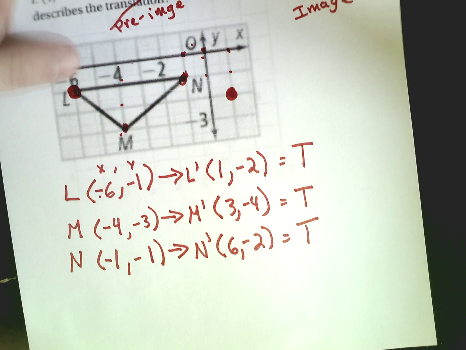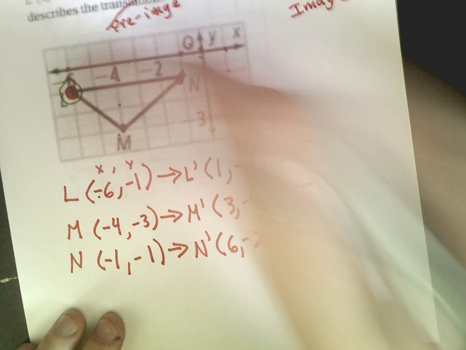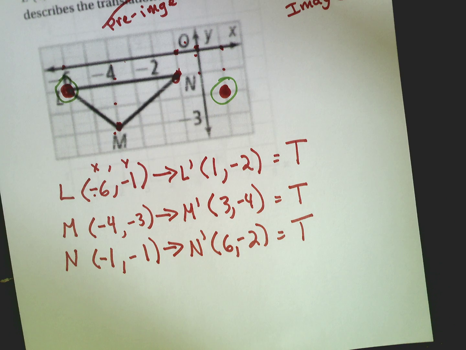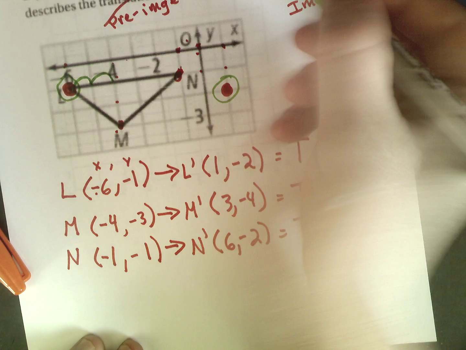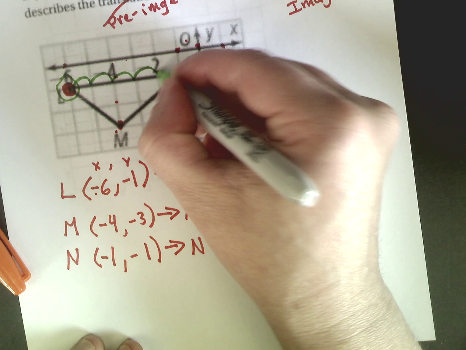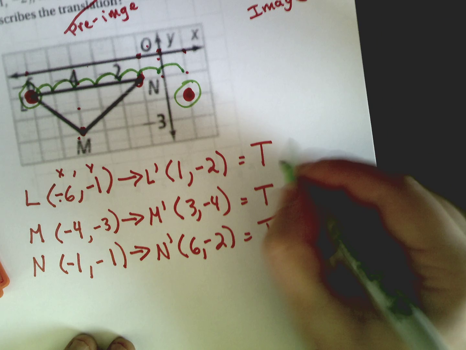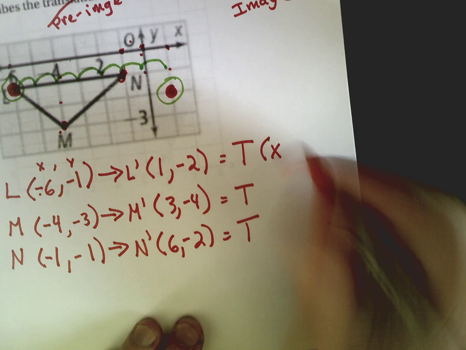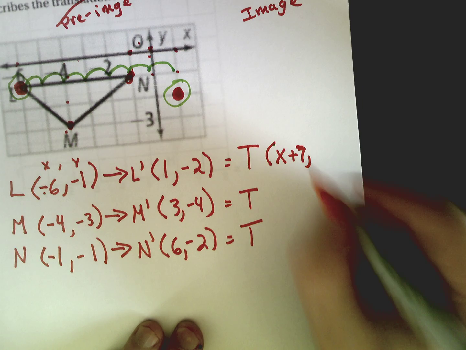Let's use a different color for this, because now things are getting interesting. So I'll make it like a bullseye. So it's going to go from here to here. Well, what is that movement? Well, if I was walking, I would go 1, 2, 3, 4, 5, 6, 7 in the positive direction. So I'm going to say it right here. T is x, whatever the x was, plus 7. That's the translation. It's going over 7.